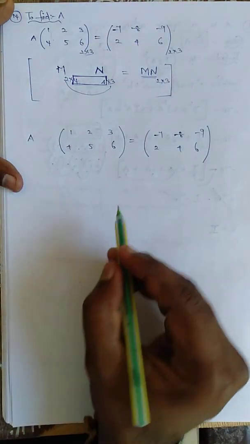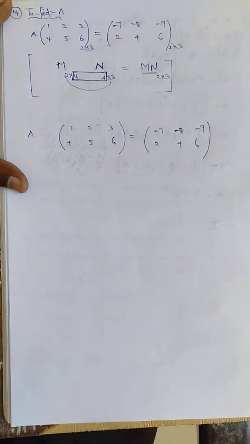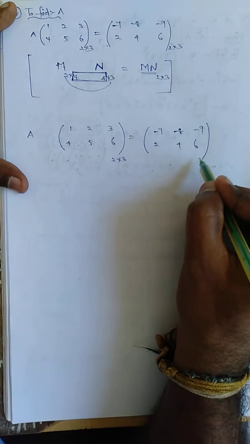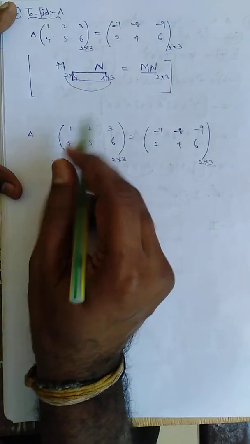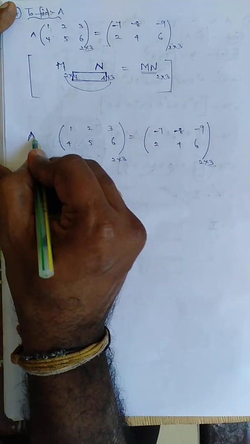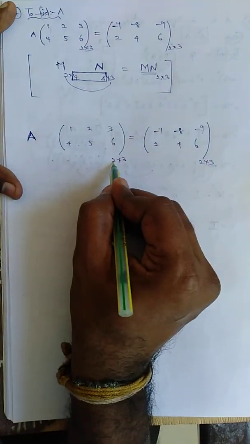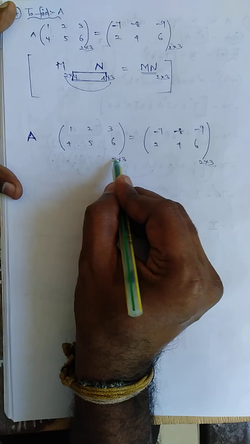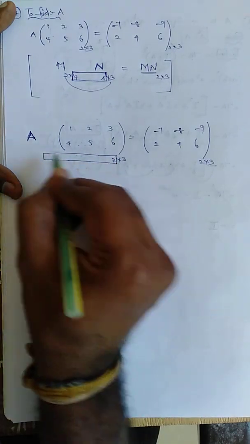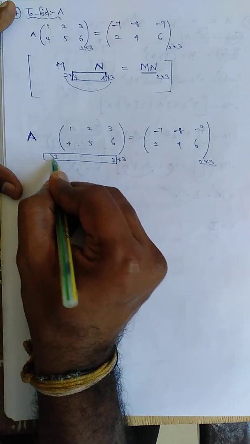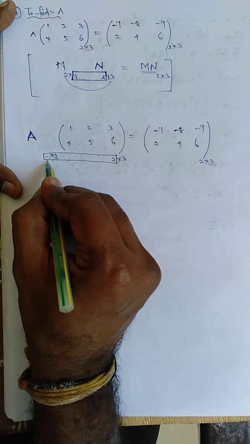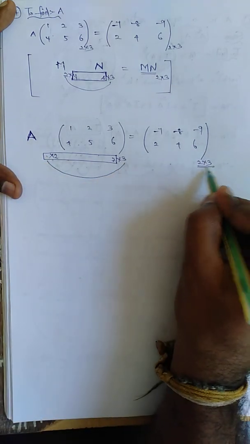Okay, nice. First we check the order. The order is 2 cross 3, and here the order is also 2 cross 3. Multiplication is possible, since we got an answer. So what will be the order for A? Surely this row and this column should be equal, so surely the column is 2. Only then do I get 2 cross 3.